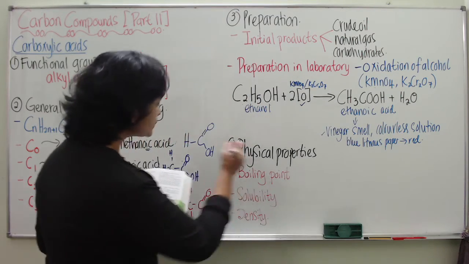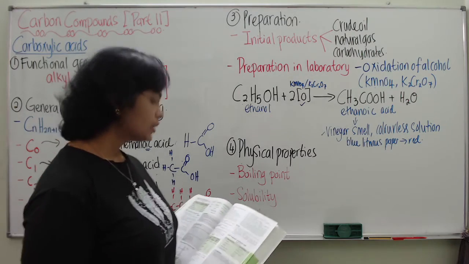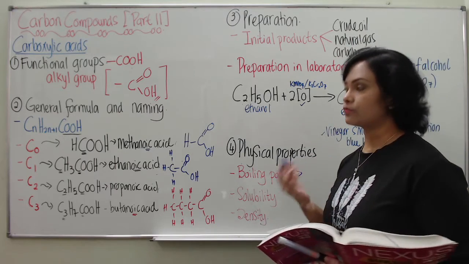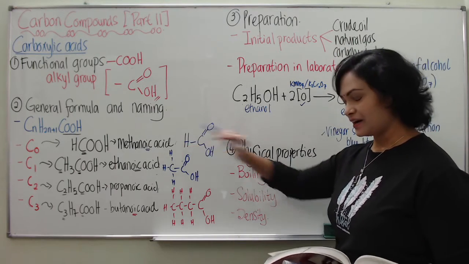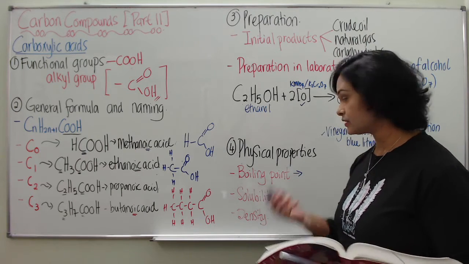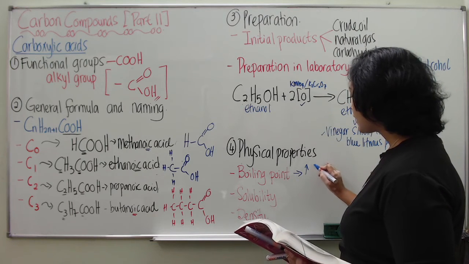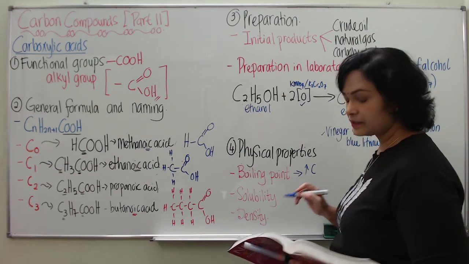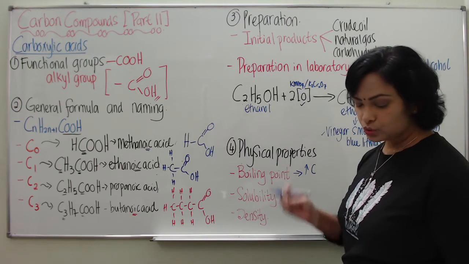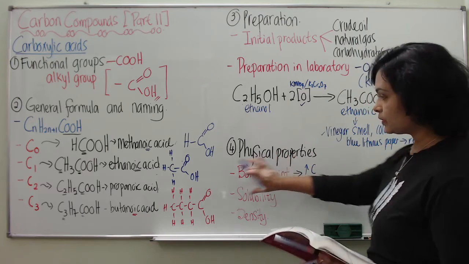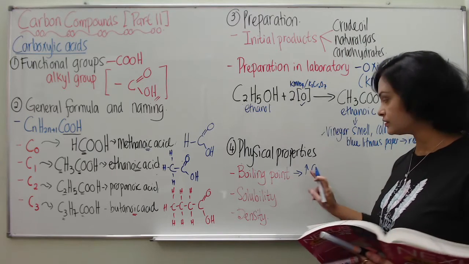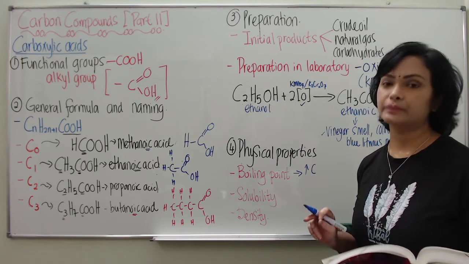Now let's go to the physical properties of carboxylic acid. So as we know, boiling point will increase. The boiling point of methanoic acid is roughly around 100 degrees Celsius and will increase as the amount of carbon atoms increases. Thanks to the molecule becoming bigger and bigger, of course the boiling point will increase as the amount of carbon atoms increases.